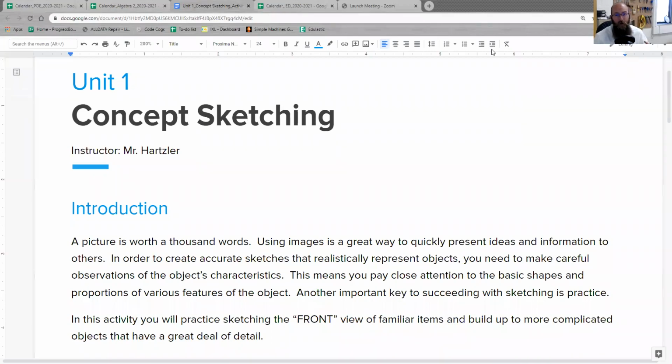Hey folks, Mr. Hartzler here, and I want to talk to you about concept sketching. If you're one of my students, this is something you might be working on at home.